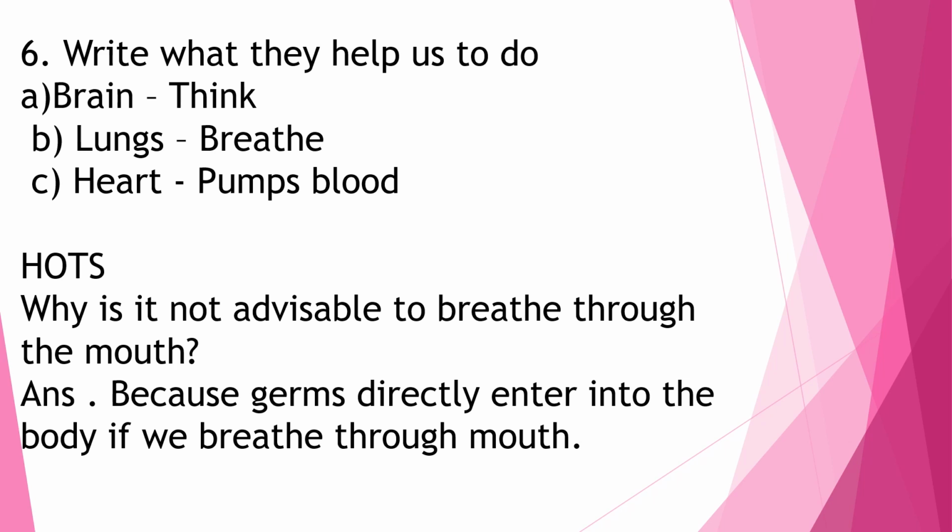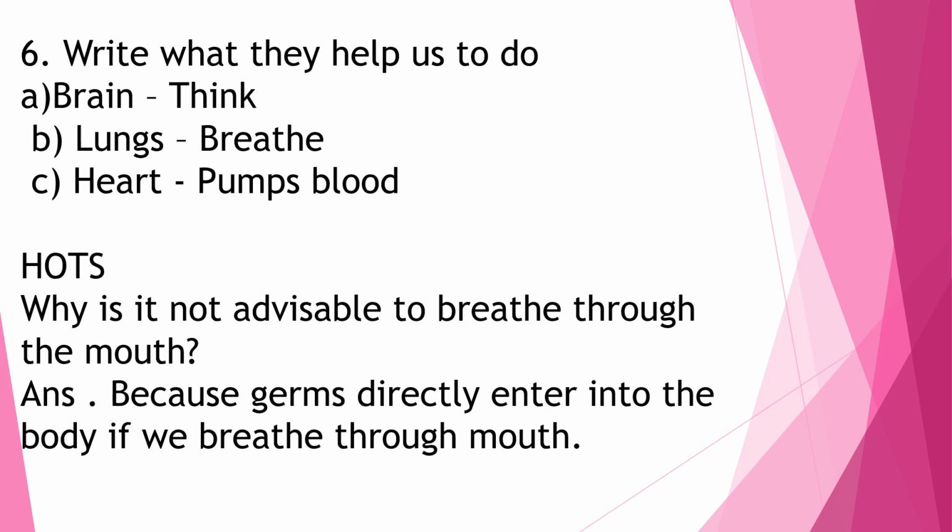Question 6. Write what they help us to do. Children, in this question, the names of the organs are given and we need to state their functions. The first organ is brain. The brain helps us to think. Brain is the part of nervous system and it is known as the control center of the body. It helps us to think, learn, remember.